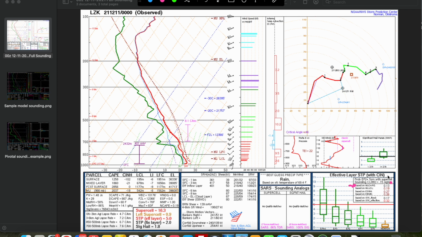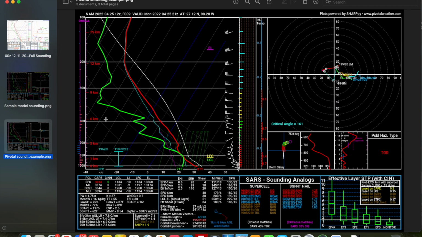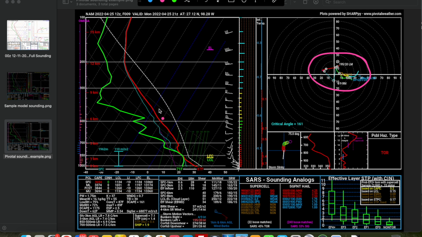Now, you can see how, I don't want to say useless it is, but how misleading that might be. Because if we're just looking at CAPE, then this model sounding that we looked at should produce a significant tornado. We're seeing almost 3,500 joules per kilogram of mixed layer CAPE here. But if we take a look at shear and CAPE, we'll see that significant tornadoes are pretty much going to be non-existent in this environment, given the lack of low-level shear.